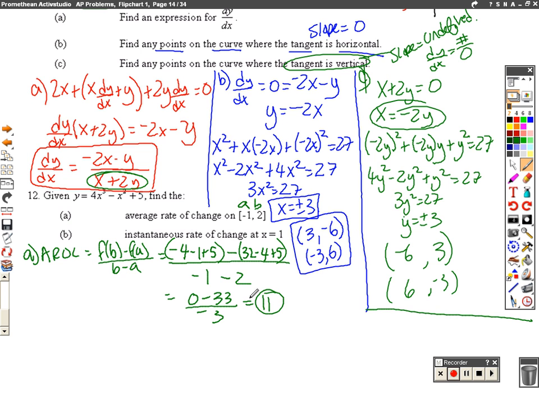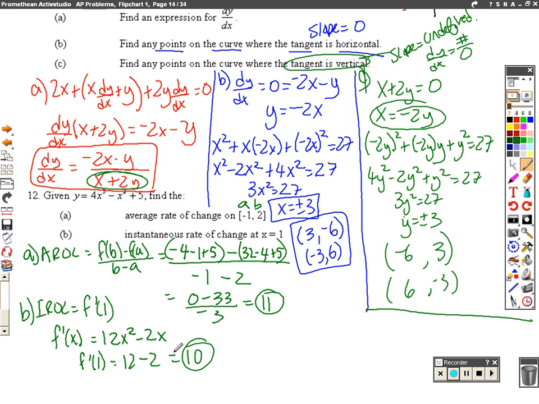Find the instantaneous rate of change, and this is actually, instantaneous rate of change means f prime of 1, so the derivative. So let me find the derivative of this now. F prime of x is equal to, bring down the 3, so that's 12x squared minus 2x, and the 5 goes away. Now go ahead and plug in that 1. 12 times 1 minus 2 is 10. Now the instantaneous rate of change and the average rate of change might equally cut each other, or in this case, they don't.